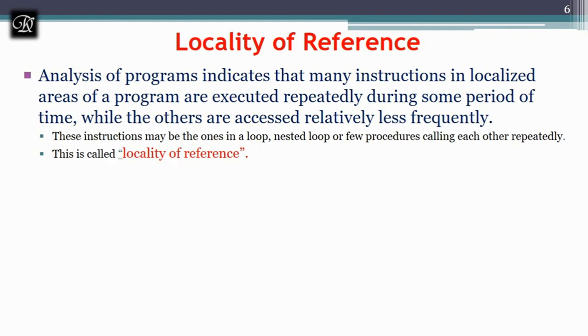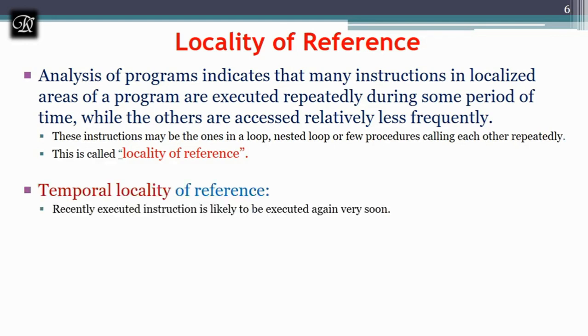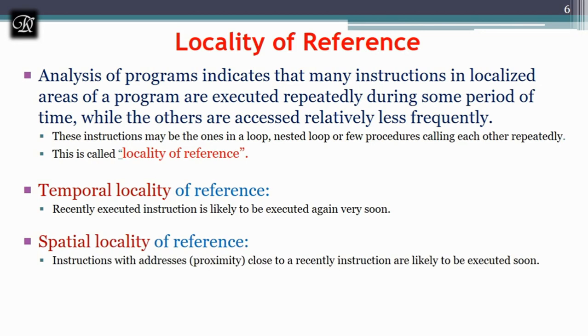These instructions may be the ones in a loop, nested loop, or a few procedures calling each other repeatedly. So this is called the locality of reference. In this we have two types. One is temporal locality of reference, the other one is spatial locality of reference. Temporal locality of reference says recently executed instructions are likely to be executed again very soon. Just as I have used something just now, I may use it again. Similarly, temporal locality says that recently executed instructions will be used again.